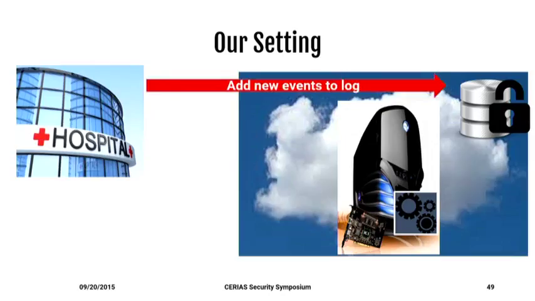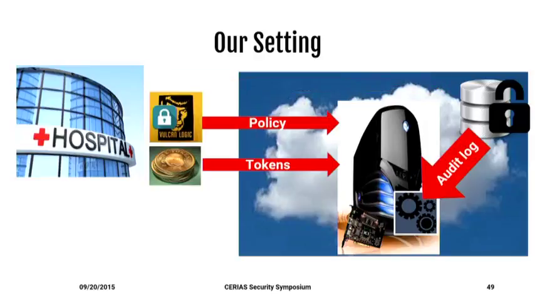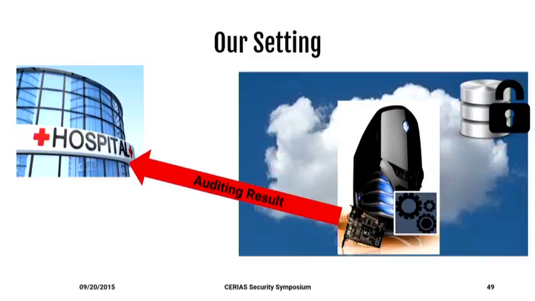So our setting is basically whenever a hospital needs to add something, it adds new events. And whenever you need to audit, you give an encrypted policy and some tokens. The tokens are basically the transfer keys. And the algorithm takes the audit log and these inputs, and gives you the encrypted output result.